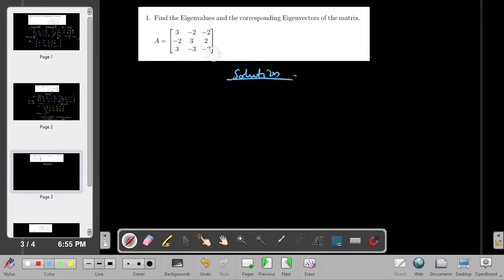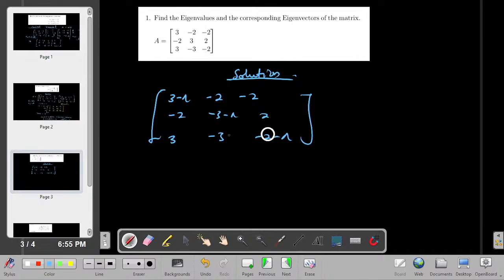So as usual, for you to start any eigenvalues or eigenvectors problem, you start with what you call the characteristic equation. So you open your matrix A, then you find 3 minus lambda, -2, -2, I'll have -2, 3 minus lambda, 2, right? I'll have 3, -3, -2 minus lambda, right? So at this point, I'll find the determinant of this 3 by 3 matrix. To find our characteristic equation, you just have to find the determinant.